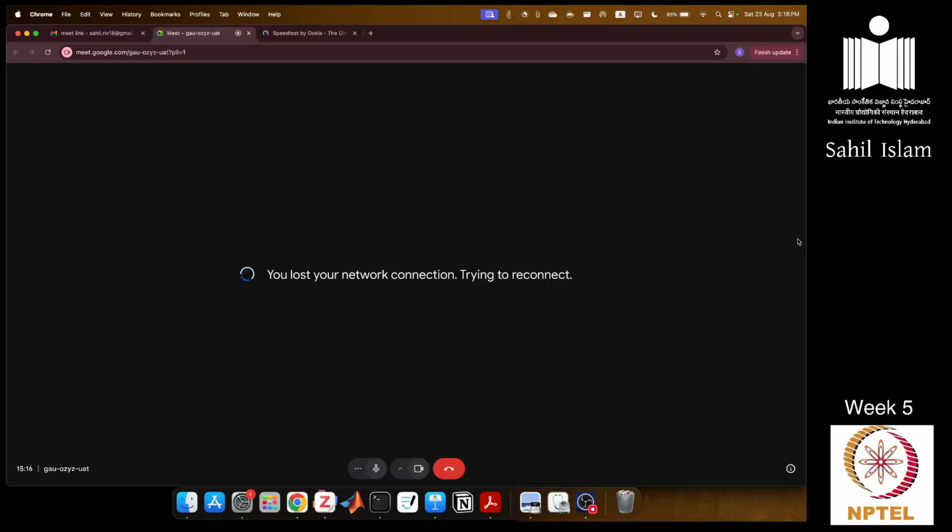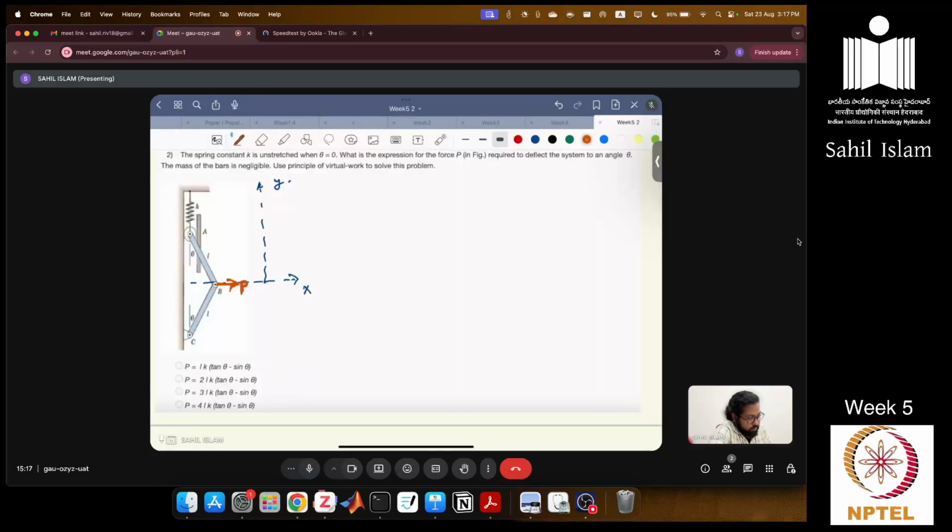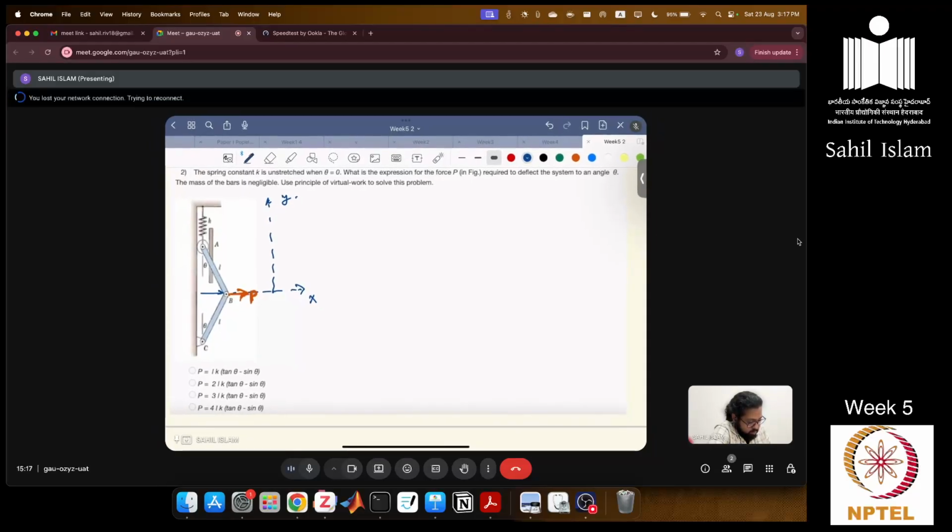This is the force P. Now let's assume due to this force there is a displacement along the x direction, which is x, and there is also a displacement along the y direction. What is the total displacement along y?